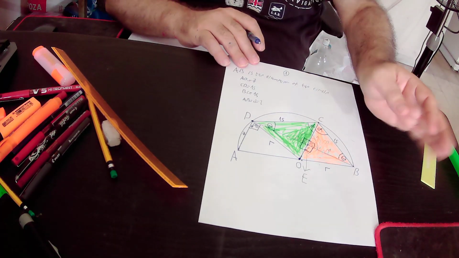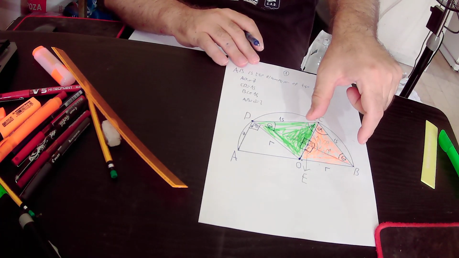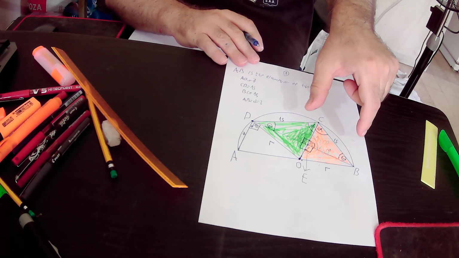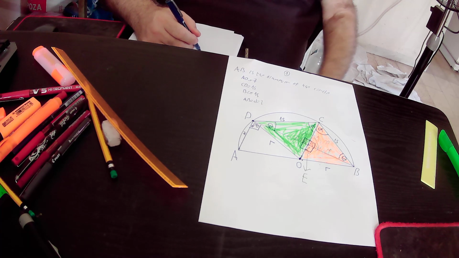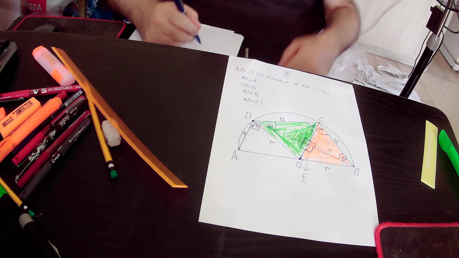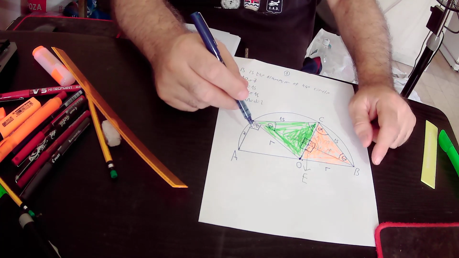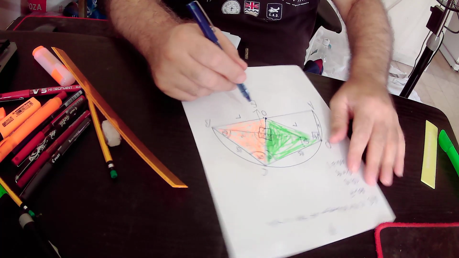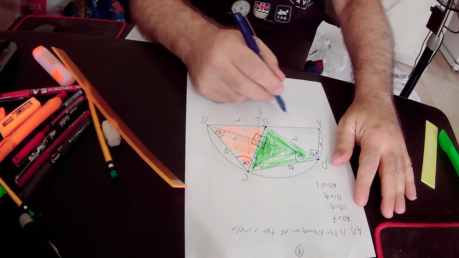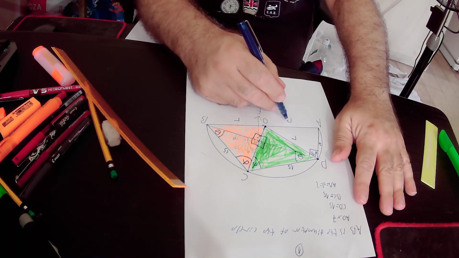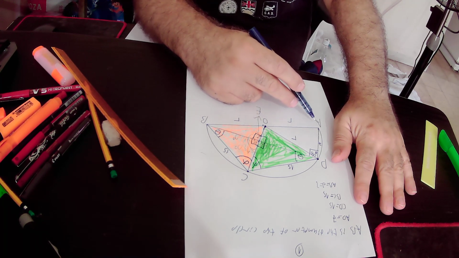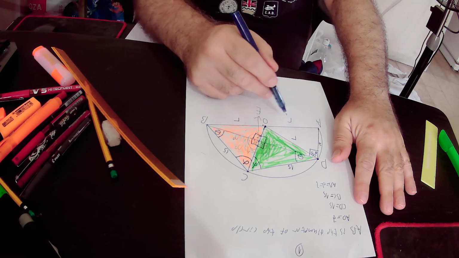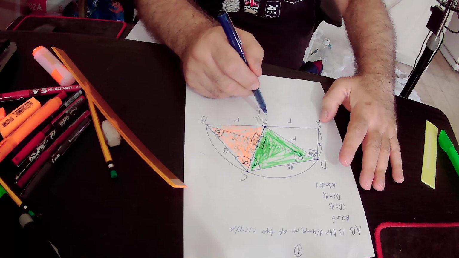OB is the radius of the circle, so OB is R. We also know that OA is also the radius of the circle, because it starts from the center of the circle and ends at point A, a point on the circle itself. Therefore, OA is also the radius of the circle.